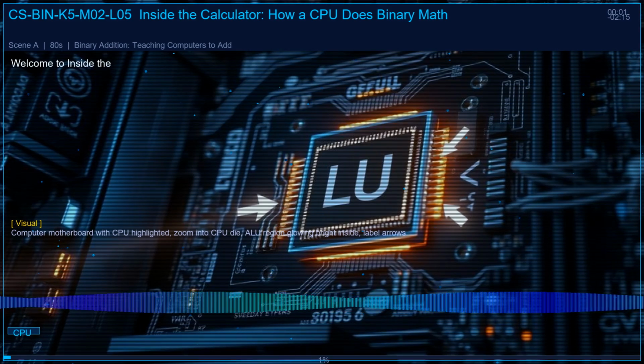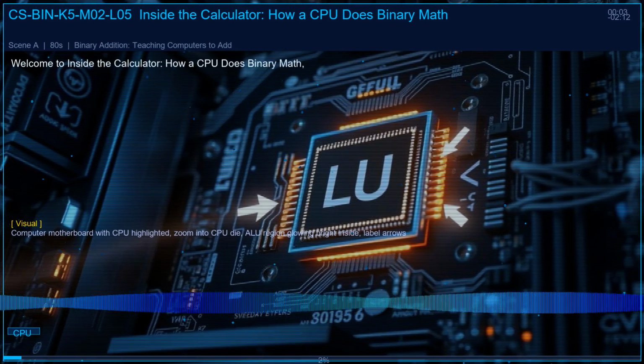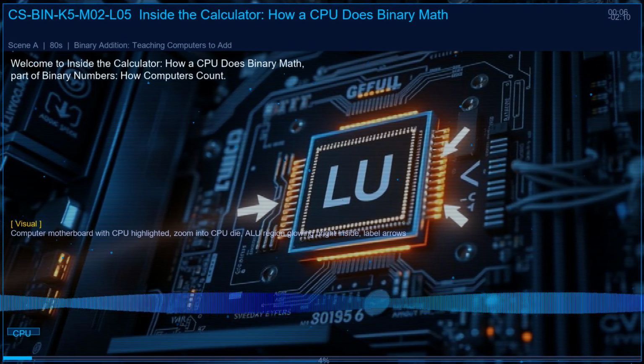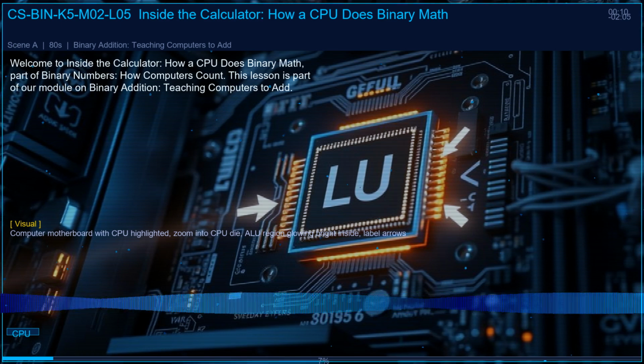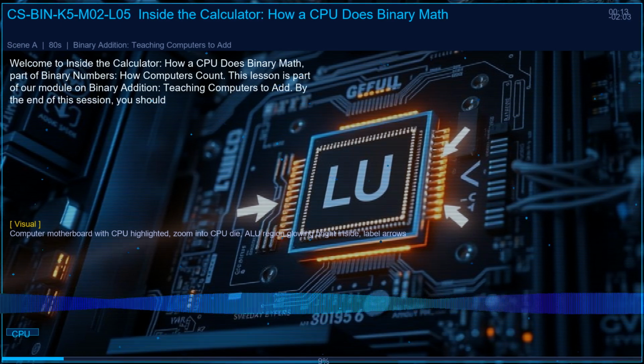Welcome to Inside the Calculator: how a CPU does binary math, part of Binary Numbers: How Computers Count. This lesson is part of our module on binary addition, teaching computers to add.